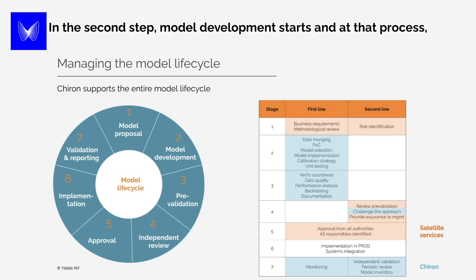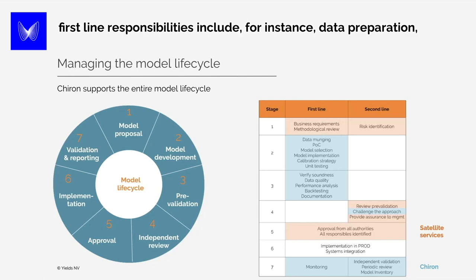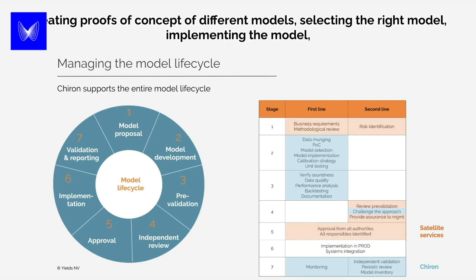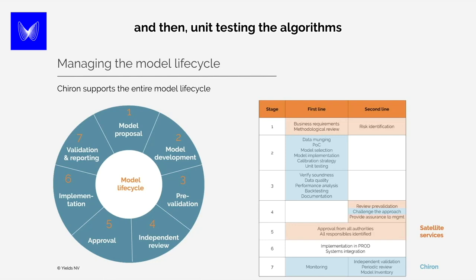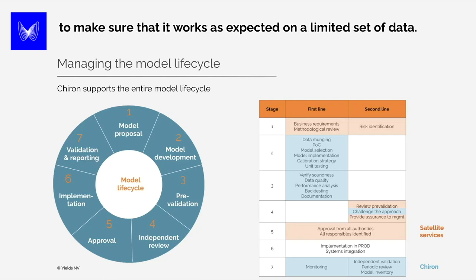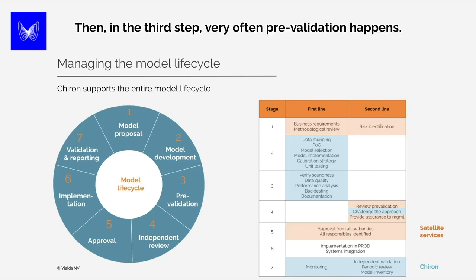In the second step, model development starts, and in that process, first-line responsibilities include, for instance, data preparation, creating proofs of concept of different models, selecting the right model, implementing the model, determining what is a calibration strategy for the model, and then unit testing the algorithms to make sure that it works as expected on a limited set of data.